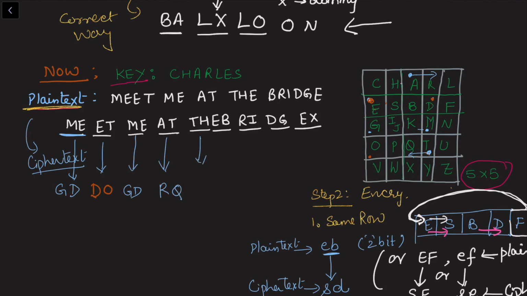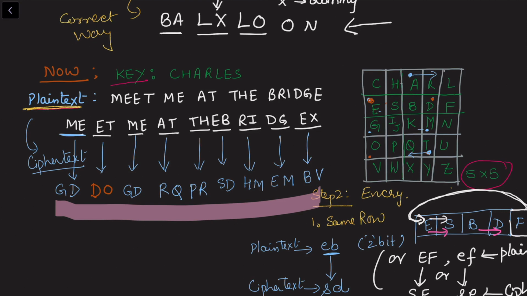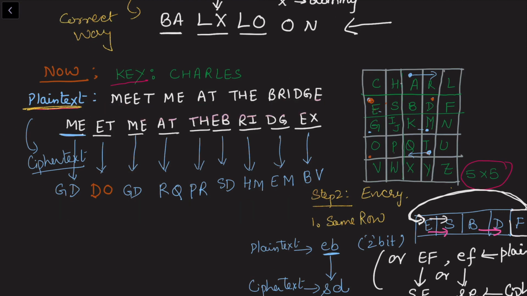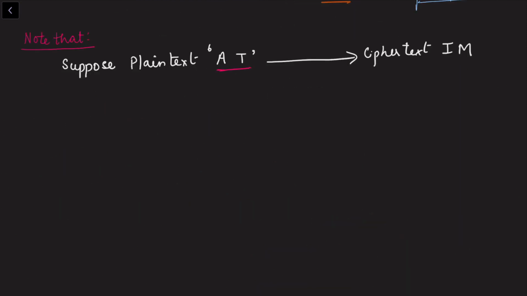Now continuing in this manner, I get the entries, and this is considered as the ciphertext of the plain text which is given here. Note that suppose a plain text AT is ciphered into IM, and because we have considered that I and J share the same cell, you could have also written this as JM. So both ciphertexts are allowed.